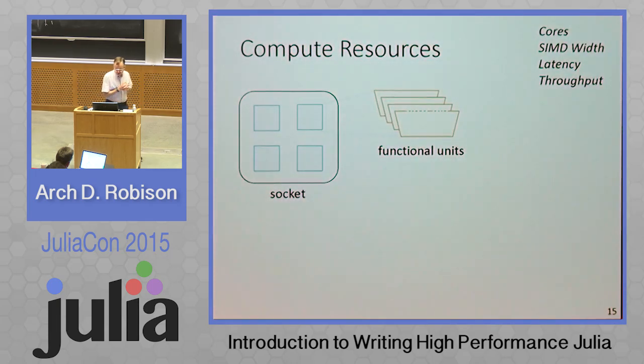So the compute resources: you have sockets in your system. A lot of laptops are single-socket systems. Each of those sockets will have multiple cores, and each core will have multiple functional units. Those functional units can all operate in parallel. And the functional units have, like the memory, a latency and a throughput.